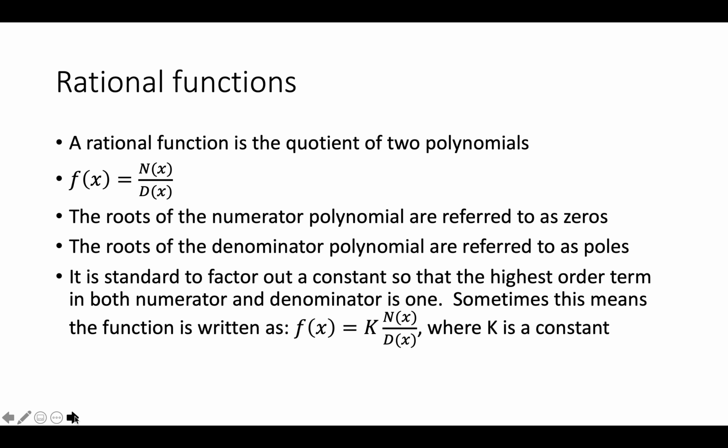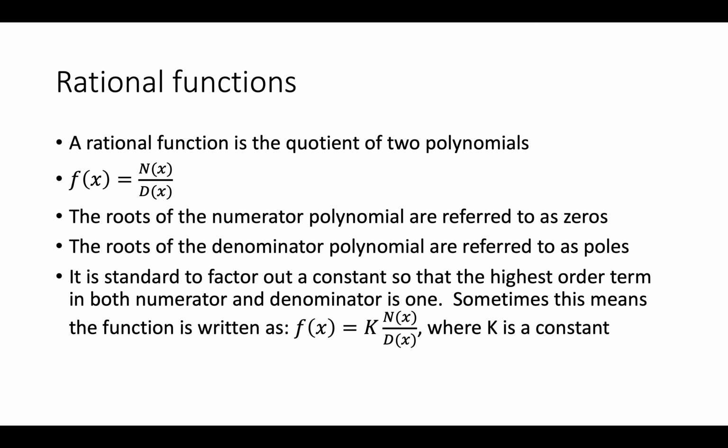All right, so let's talk about rational functions. A rational function is the quotient of two polynomials. So we have some f of x as the numerator polynomial divided by the denominator polynomial. The roots of the numerator polynomial are referred to as zeros, and the roots of the denominator polynomial are referred to as poles.